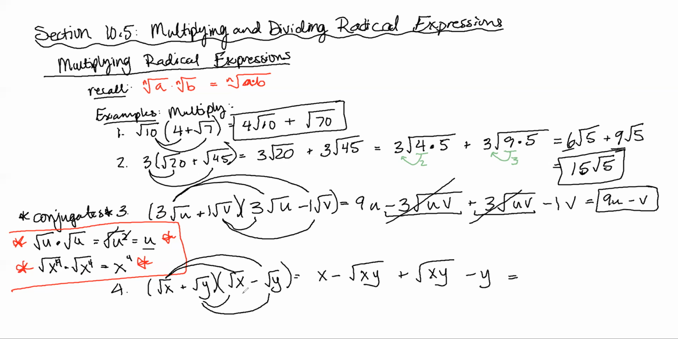Now, again, we had conjugates, so we should have these middle two terms canceling out, which they do because they're opposites. So we just get x minus y. And notice how in both of these we didn't have any radicals in our final answer. That is another important thing that we'll see in rationalizing denominators. All right, so let's go ahead and try one more of these before we get to rationalizing denominators.